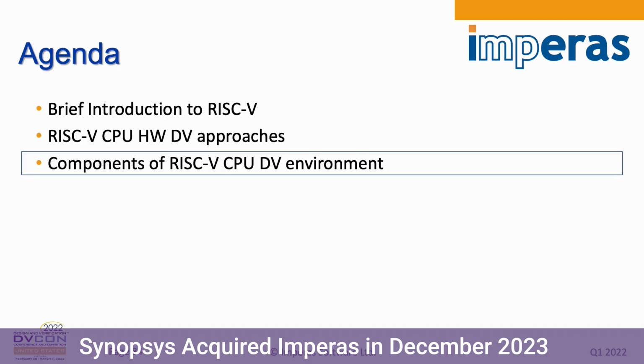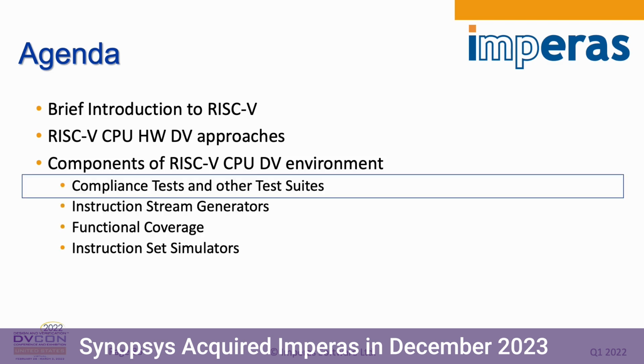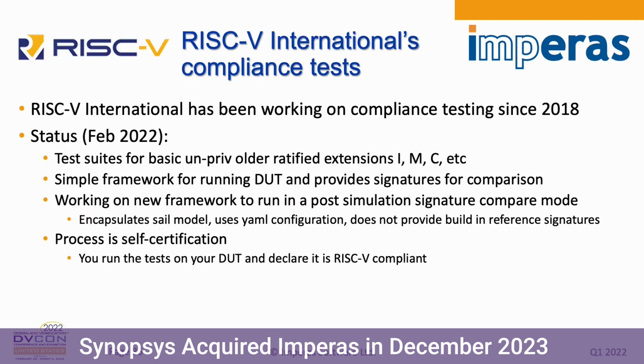We're now going to continue and talk about the other components that we see in the typical CPU DV environment. There are 4 areas and technology components that we're going to talk about. We're going to talk about tests and test suites and the compliance. We're going to talk about instruction stream generators. We're going to talk about functional coverage, both Imperas built-in technology and also SystemVerilog functional coverage, and then we're going to finish up with instruction set simulators. So now let's get on and talk about compliance.